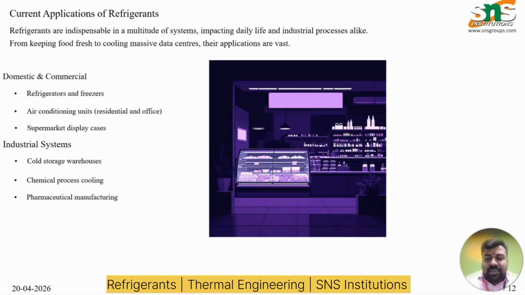So some of the current applications of refrigerants: they are used in domestic as well as commercial applications and also some industrial systems. In domestic and commercial applications, such as refrigerators and freezers, air conditioning units in residential as well as commercial buildings like offices, and supermarket display cases. In industrial systems, cold storage warehouses, chemical process cooling and pharmaceutical manufacturing. These are some of the applications of refrigerants.